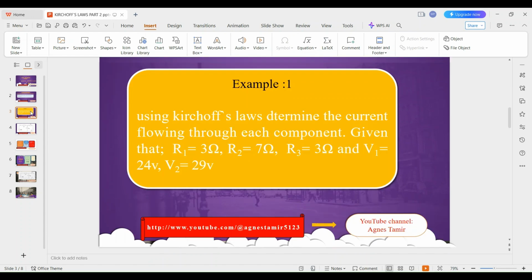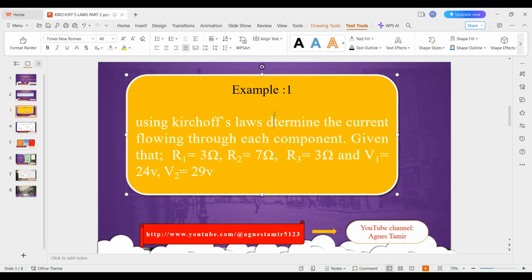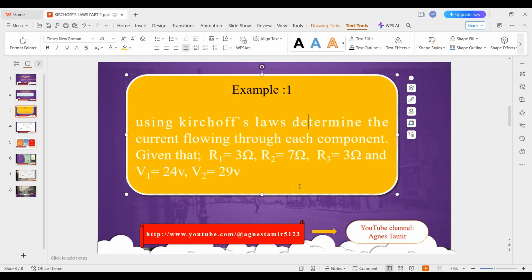Example number one says that using Kirchhoff's laws, determine the current flowing through each component, given that R1 is equal to 3 ohms, R2 is 7 ohms, R3 is 3 ohms, and V1 is equal to 24 volts, and V2 is equal to 29 volts.